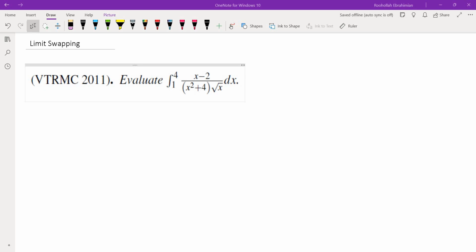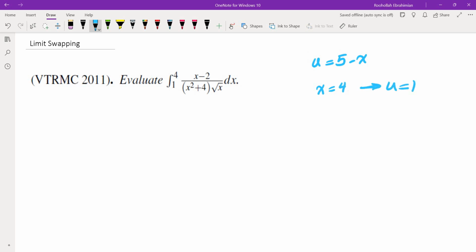For example, if you take u equals 5 minus x, when x is 4, u would be 1, and when x is 1, u would be 4. This change of variable is not a very good fit for this problem because that changes x to 5 minus u, which is not a very good change of variable. So it looks quite different from the original integral.